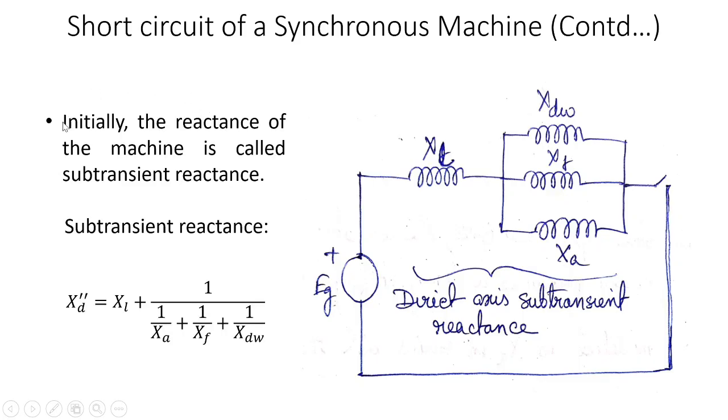Now initially the reactance of the machine is called the subtransient reactance. So we have the subtransient reactance formula here, that is XD double dash. We can see XL is in series with the parallel combination of these three reactances. So XL plus 1 by XA plus 1 by XF plus 1 by XDW. This is the resultant of the parallel combination of these three reactances, and XL is in series, so we directly add XL to the parallel combination.